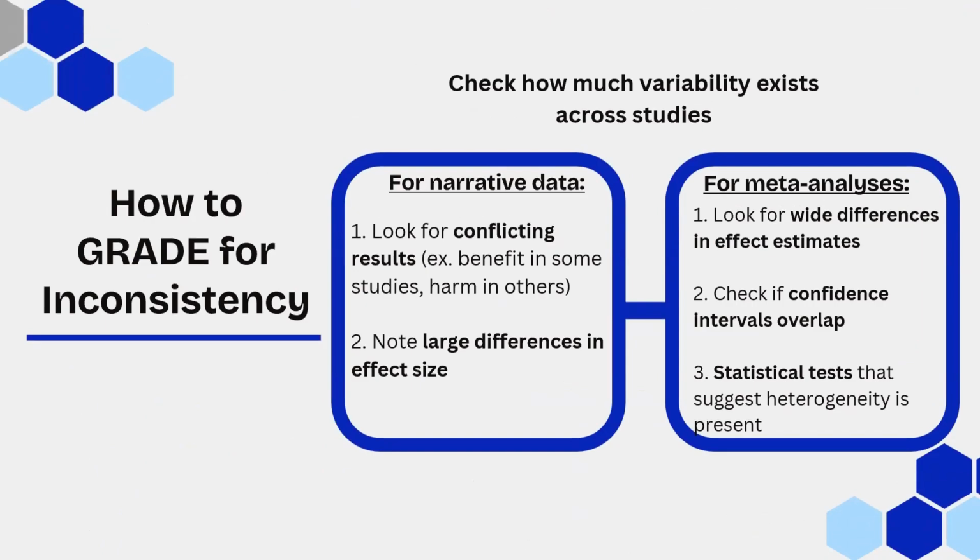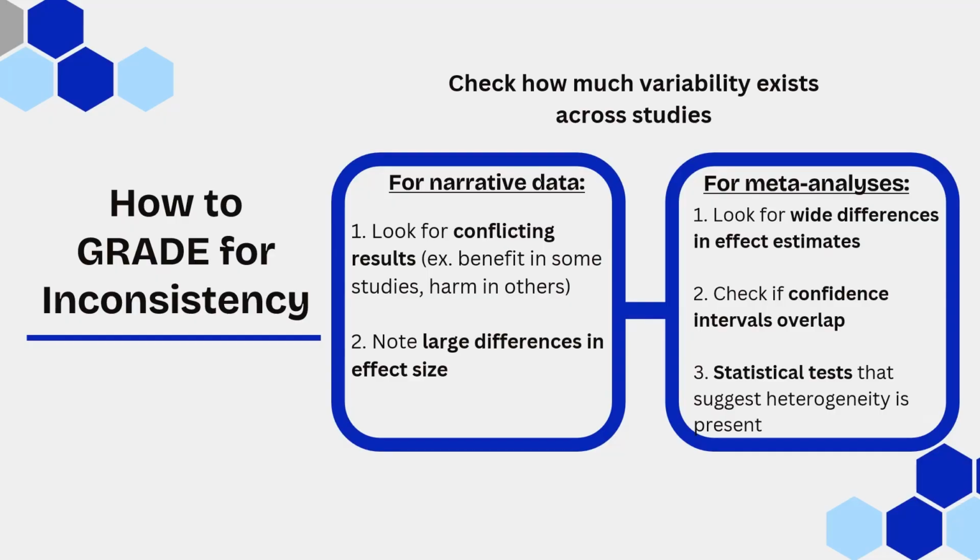When we're looking at inconsistency, there's a couple different things we're looking for. For narrative data specifically, we're looking for conflicting results. So either some evidence is showing benefit while others shows harm, or there's inconsistency in the amount of benefit seen. So differences in effect size per se, where maybe one study shows a 20% improvement in LDL, and another study shows only a 1 or 2% improvement in LDL. Both could be considered positive, but they have very large differences in that effect size.